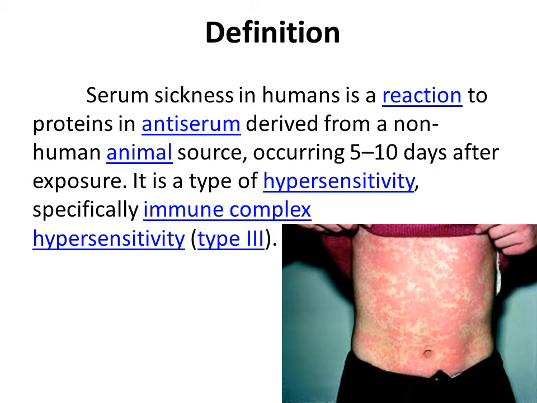There are different types of hypersensitivity, which I have explained in the video on anaphylaxis. In that video we saw the types of hypersensitivity. Serum sickness is one of them, and it is the third type of hypersensitivity. So what is serum sickness? Serum sickness is a human reaction to a particular antiserum produced against foreign antigens.